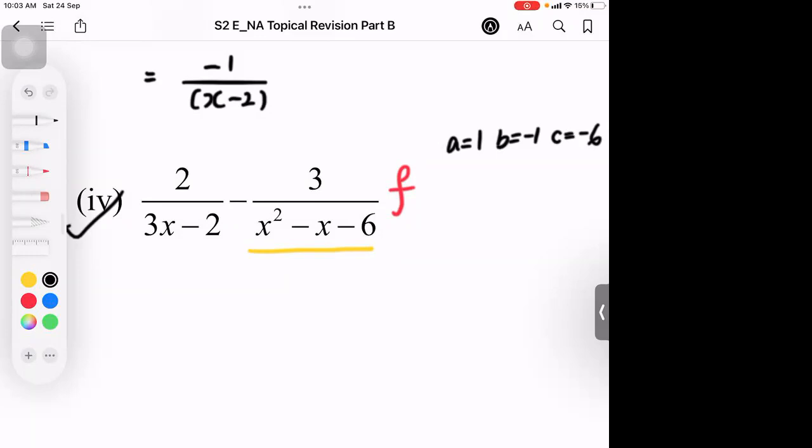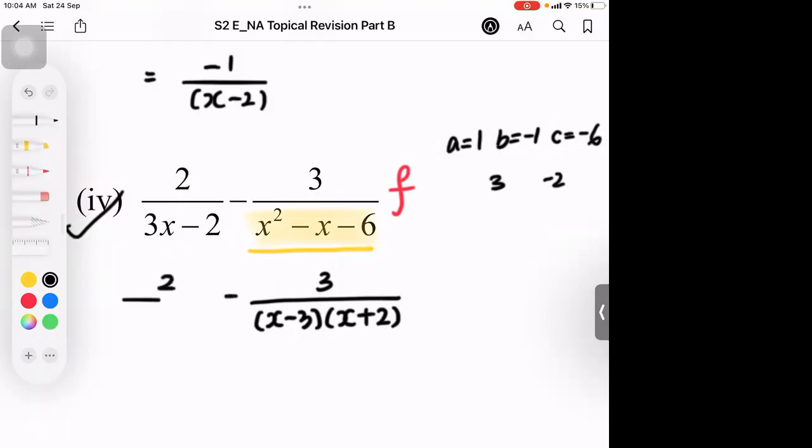Pressing the calculator, the first one is x minus 3. Okay, so you got 3, x minus 3. And then the second one is negative 2, so it's x plus 2, correct? Yeah. So first thing, we change this denominator first. So factorize this portion first. Okay, very good. Then this one we keep the same.